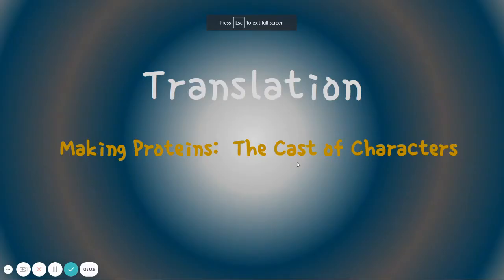Translation. Translation is the name of the process of making proteins from the genetic code. What we're going to look at first with translation is the cast of characters that are involved in the process of translating the genetic code into the protein.